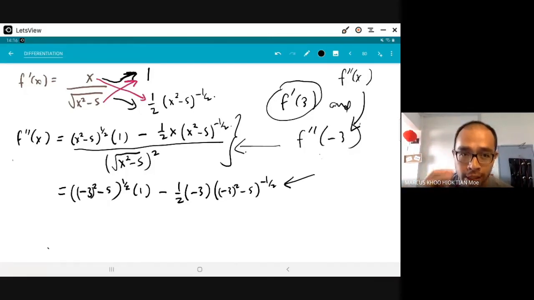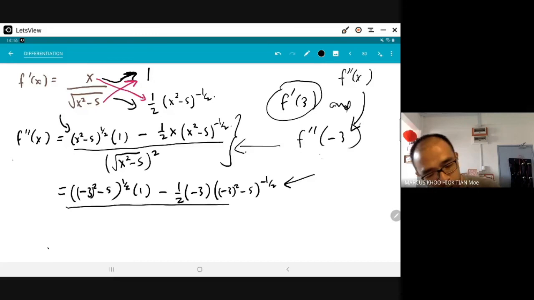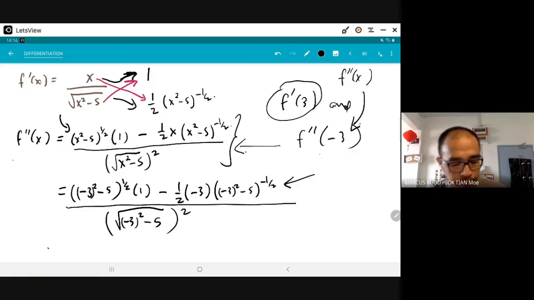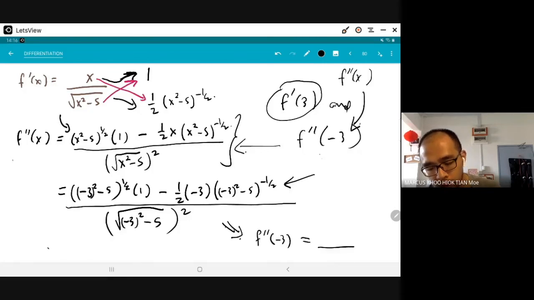The most important thing is you can differentiate it correctly. Itu yang paling penting dalam subtopic ini. You must be able to differentiate it correctly. Then you can find any value. Okay, over square root of negative 3 squared minus 5. The whole thing squared. Okay, this is very easily calculatable. Okay, and I will leave this to find what is the answer. Okay, so f prime negative 3 equals to one specific number lah. Okay, yang kita tidak tahu sekarang.